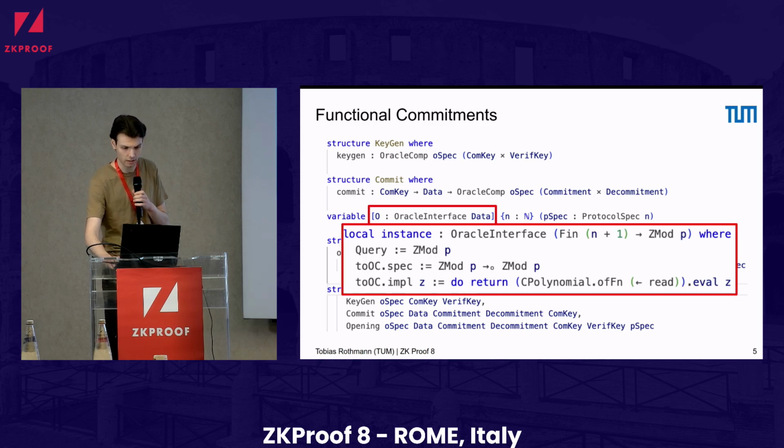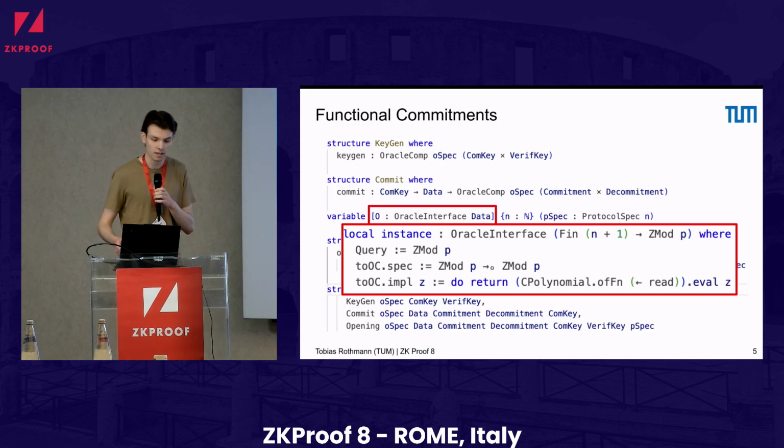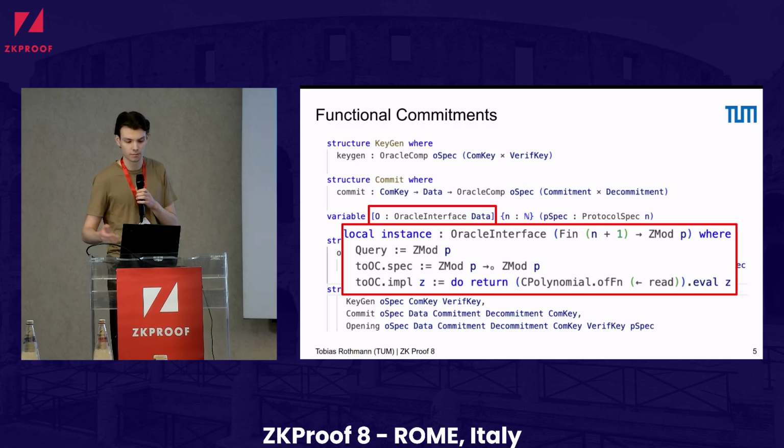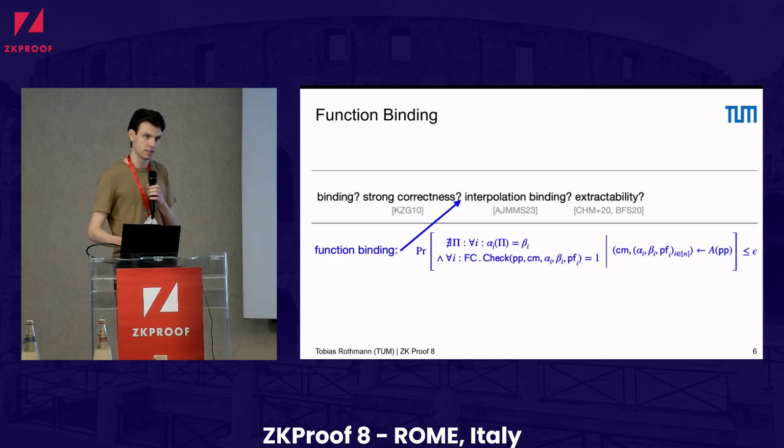So here's the query class for prime field polynomials, which we use for the KZG. And as you can see, it's fairly simple. The query type is a prime field element. We answer prime field element queries with, again, a prime field element, namely by evaluating a polynomial, right? Pretty straightforward. So now, the main property of functional commitments is function binding, right?